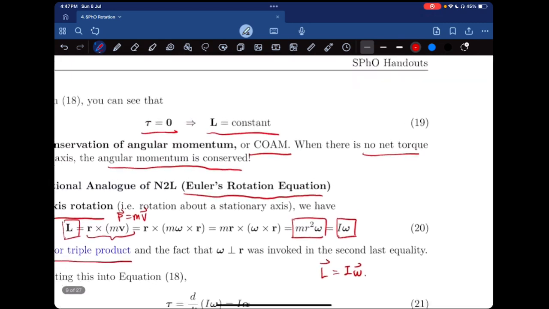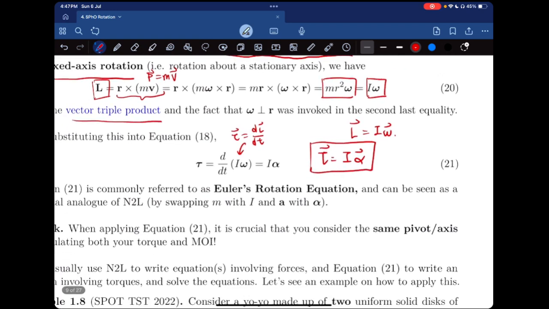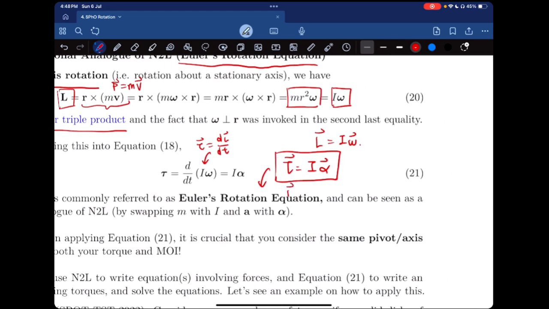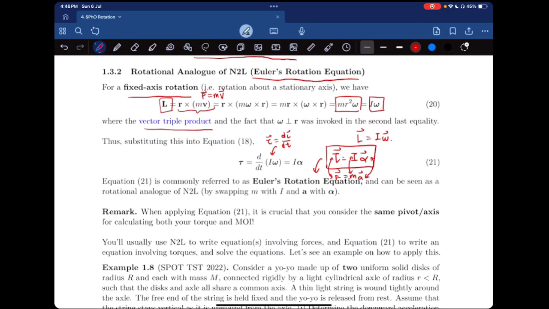If you put this into equation 18, you will get this: torque equals I alpha. This is a super important equation, and this is your Euler's rotation equation. You can see how this is similar to Newton's second law directly. Torque is your rotational analog of force. Moment of inertia is your rotational analog of mass. Angular acceleration is your rotational analog of linear acceleration. So it's completely analogous, and that is how you can remember it, if it is useful for you to remember it this way.